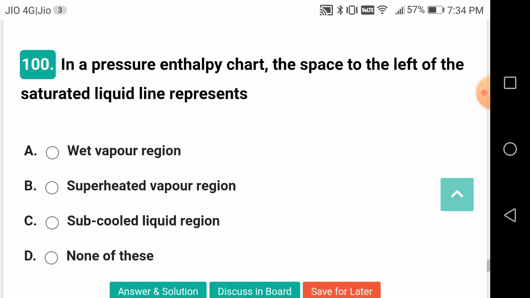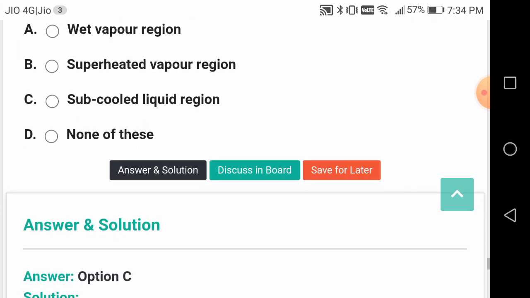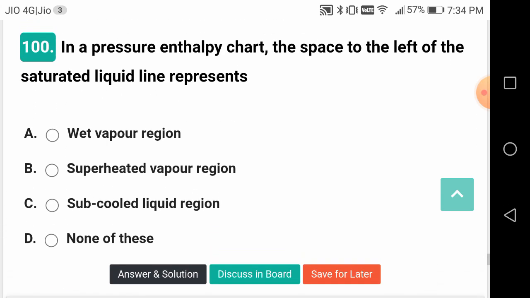In a pressure enthalpy chart, the region to the left of the saturated liquid line represents the subcooled region. There are two things, friends: subcooling and superheating. Left of the saturated liquid line will be the subcooled region. Right of the saturated vapor line will be the superheated region.